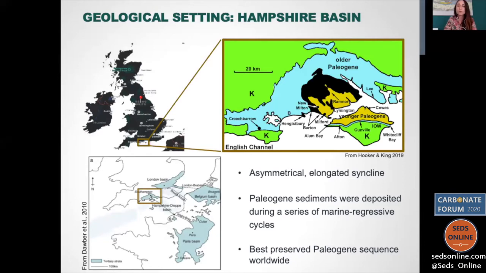So the Hampshire Basin is located in southern England. It is the most northwesterly part of the Anglo-Paris-Belgian basin. It is an asymmetrical elongated syncline where the Paleogene sediments were deposited during a series of marine regressive cycles. And it is one of the best preserved Paleogene sequences worldwide. So this is the reason why we decided to analyze the Barton Clay Formation, the section of Barton on Sea, that is located here, and that includes the MECO event.